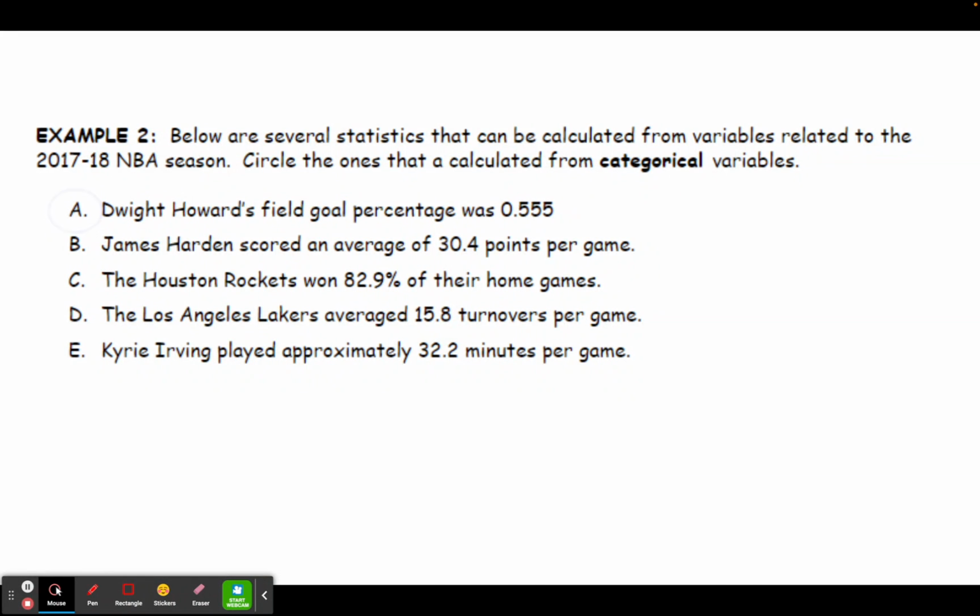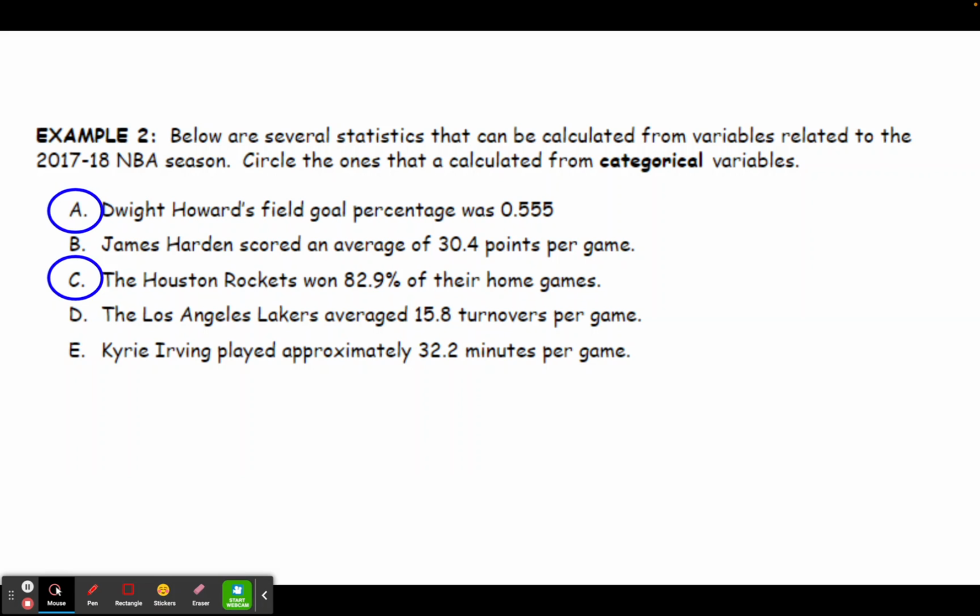Letter C, that one would be categorical because that's a winning percentage. And to calculate a winning percentage, we would look at wins and losses. That would be a categorical variable. The LA Lakers averaged 15.8 turnovers per game. Again, that one would be numerical because we would count the number of turnovers per game. So the number of turnovers is a numerical variable.